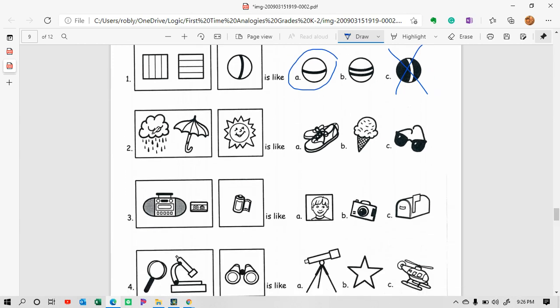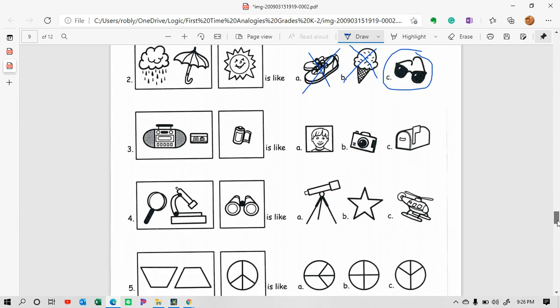Here we have a cloud that has rain coming down, and we use an umbrella when it's raining. When it's sunny out, do we use shoes, ice cream, or sunglasses? Well, we probably do wear shoes, but that's not something we do because it's sunny out. We might eat ice cream, but again, it doesn't have to be something we do because the sun's out. We could eat ice cream at night, but we wear sunglasses when it's sunny out, especially at the beach.